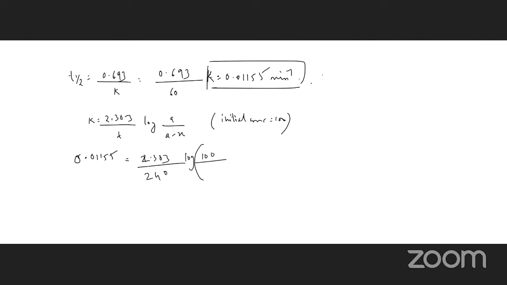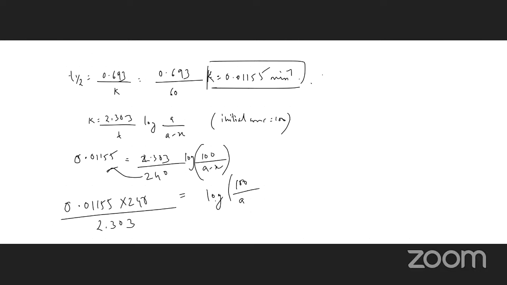So what we will do, we'll transfer this here. 0.01155 into 240 divided by 2.303 is equal to log of 100 by A minus X. After solving, I have got it as 1.204. That is equal to log of 100 minus log of A minus X.